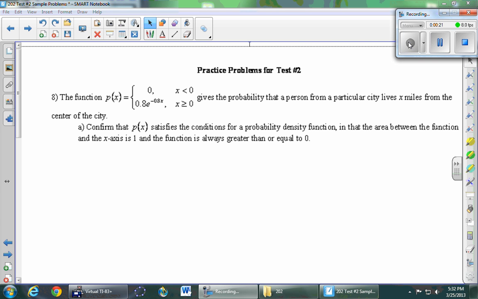A, confirm that p of x satisfies the conditions for a probability density function in that the area between the function and the x-axis is 1, and the function is always greater than or equal to 0.